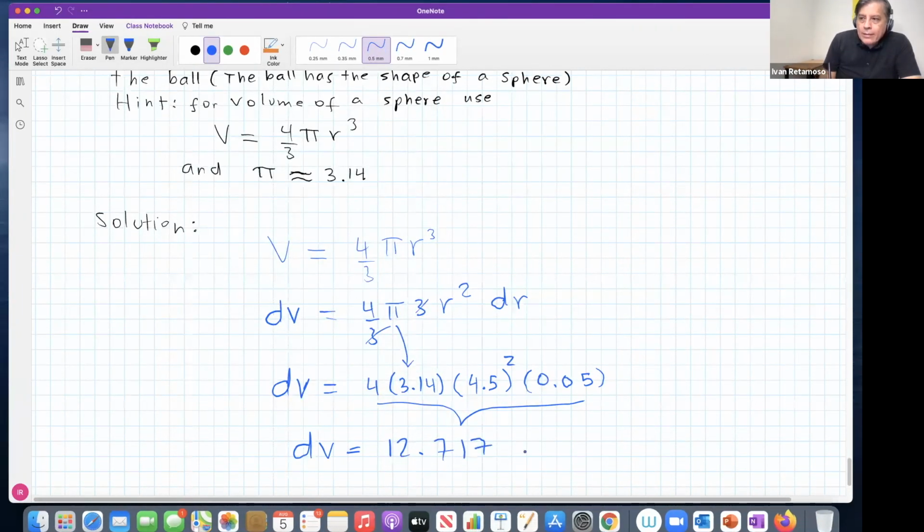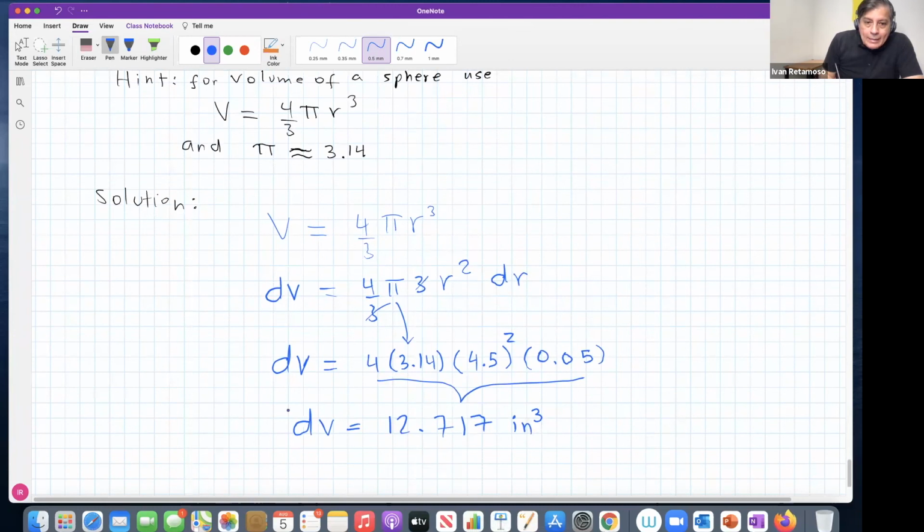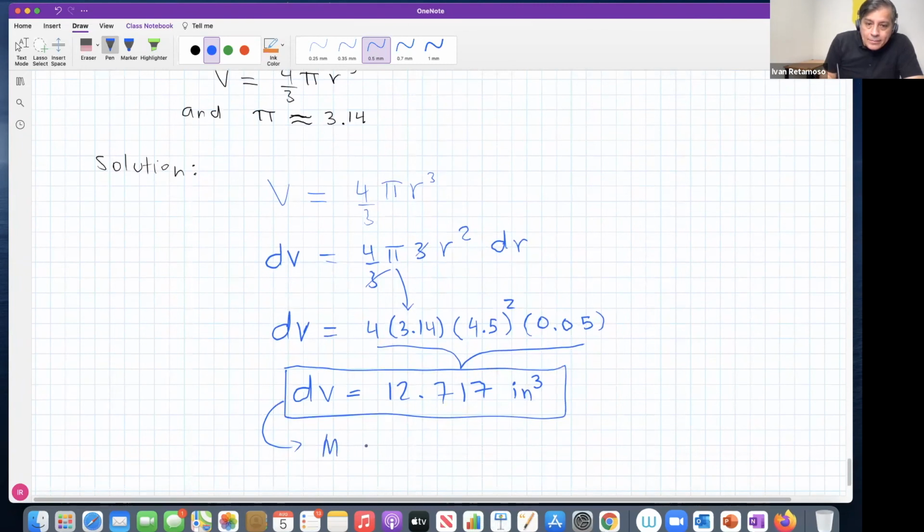In the end, as usual, we attach the unit. We are dealing with volume, right? The volume of the sphere. We are measuring the radius in inches. So this should be cubic inches, right? Cubic inches.